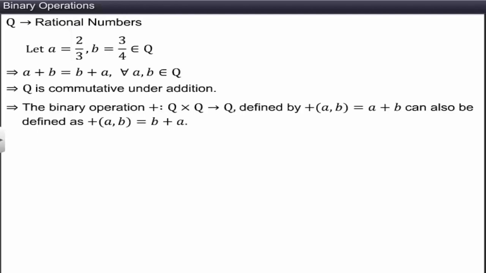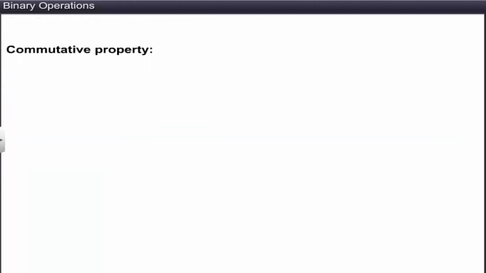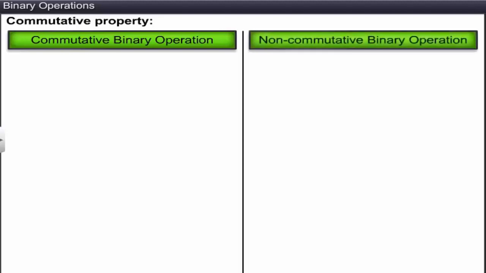This discussion leads us to a definition. A binary operation star on set A is called commutative if x star y is equal to y star x for every x and y belonging to the set A. Hence, the function addition from Q cross Q to Q, defined by plus of (A, B) equal to A plus B, is a commutative binary operation.